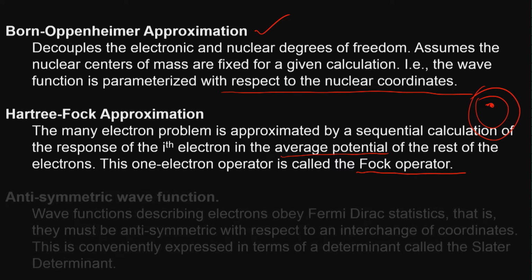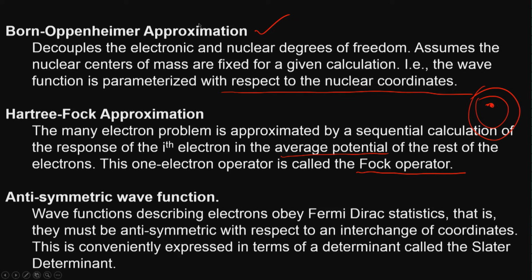Then comes the anti-symmetric wave function. Wave functions describing electrons obey Fermi-Dirac statistics, that is they must be anti-symmetric with respect to an interchange of coordinates. So, this is called, a term of determinant is called the Slater determinant.